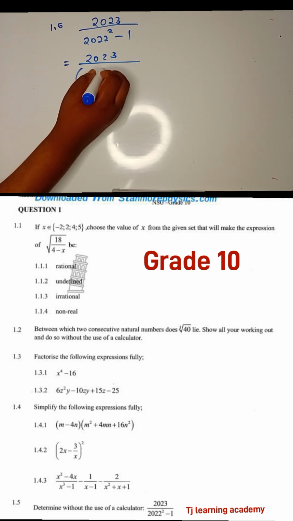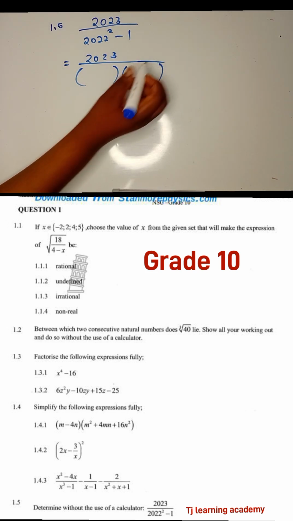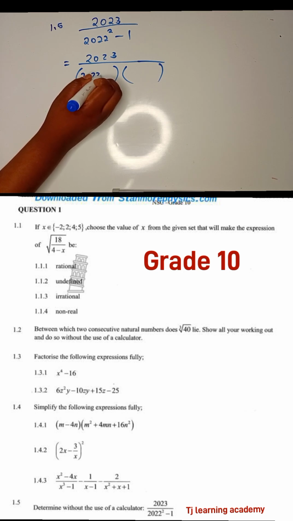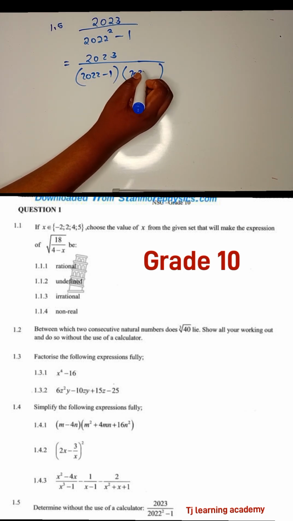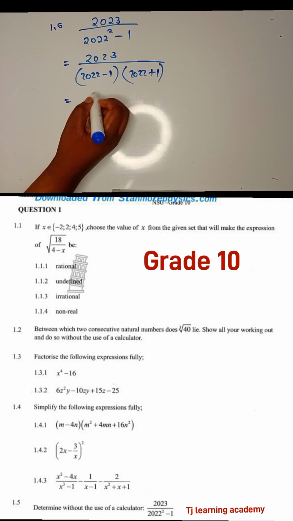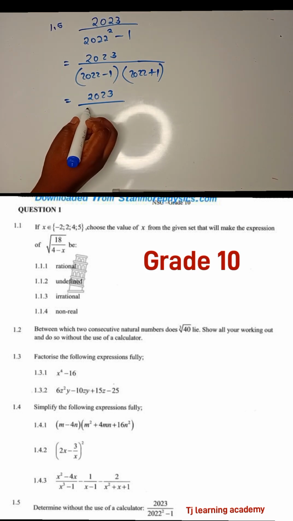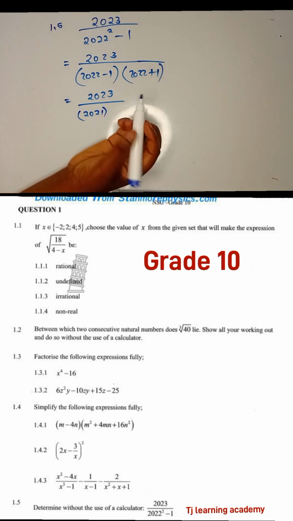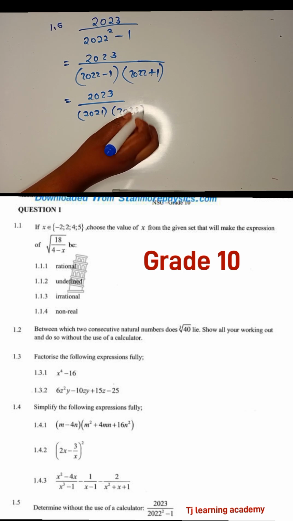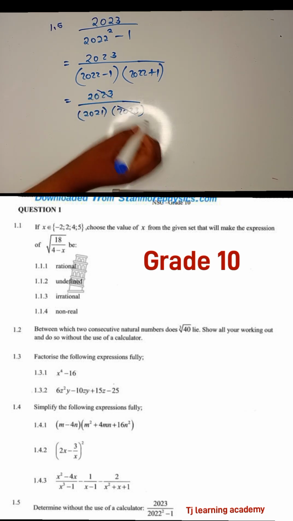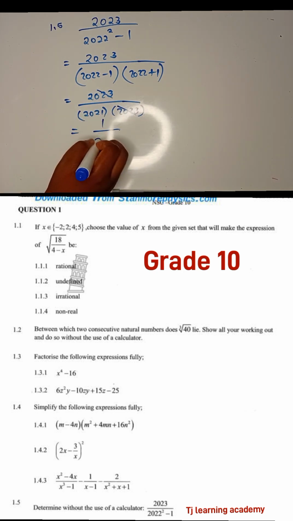2023. So I'm going to open 2 brackets. Denominator is going to be 2022 minus 1, 2022 plus 1. 2022 minus 1 is 2021. 2022 plus 1 is 2023. So this and this will cancel. I'll be left with 1 over 2021.